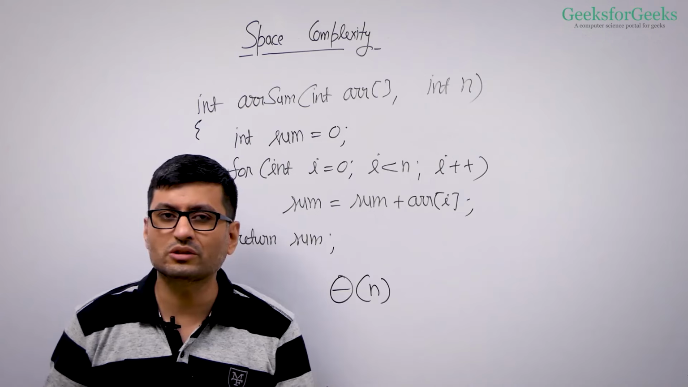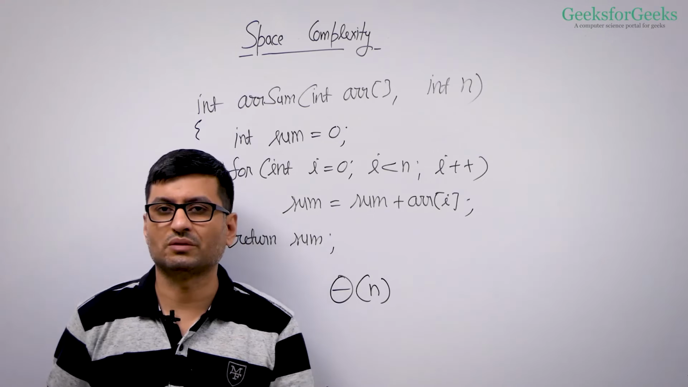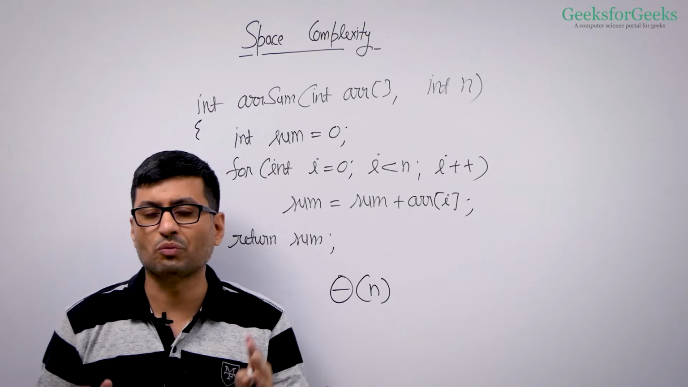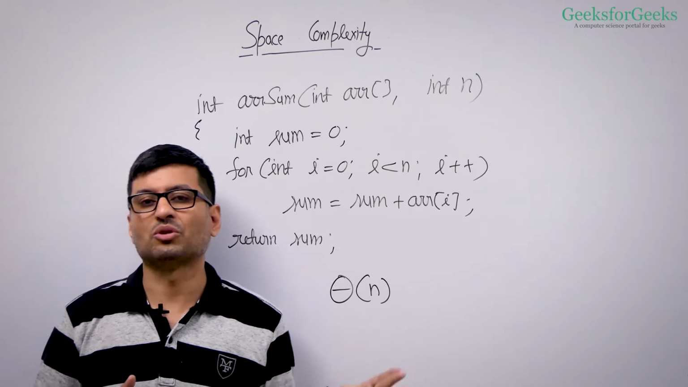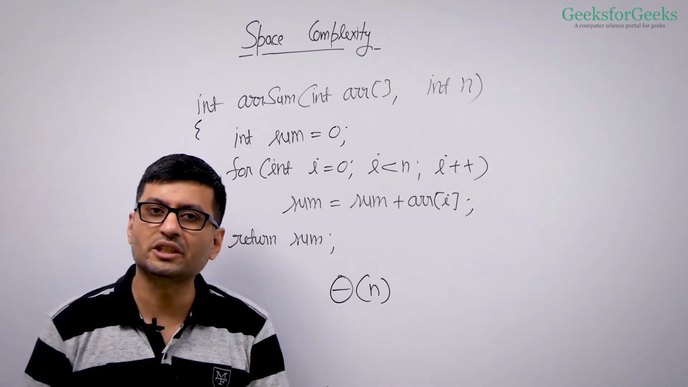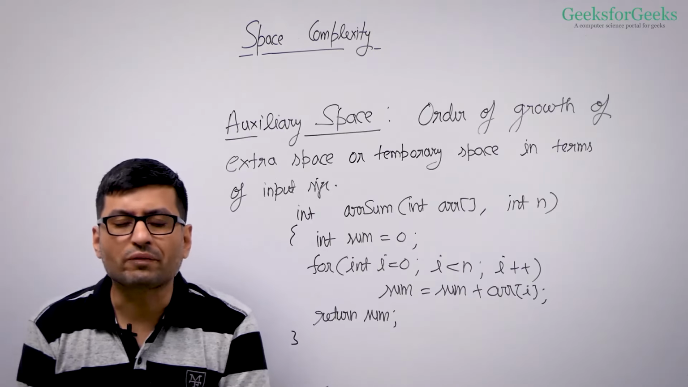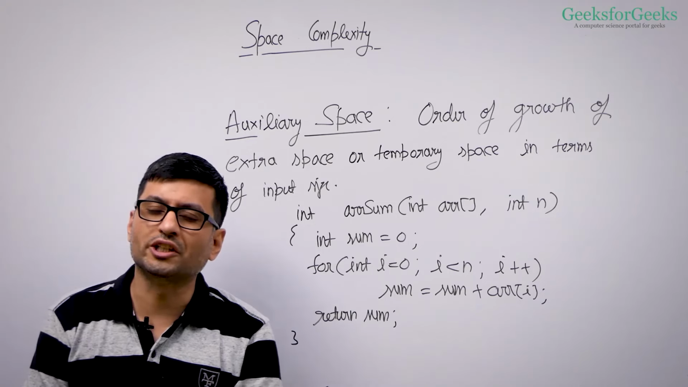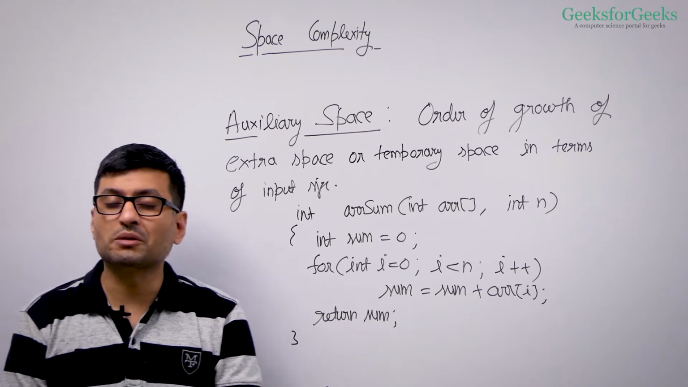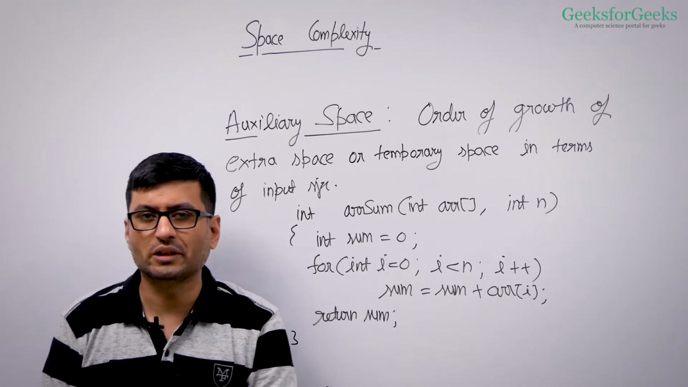The space grows linearly in terms of input size, and that is the exact growth. Right? It's not an upper bound or lower bound. We know exactly that it's going to grow theta n in terms of input size. So we use theta notation to represent the exact growth. Let us now define one more term, auxiliary space. This is the term we use most of the time. We use it more than space complexity.